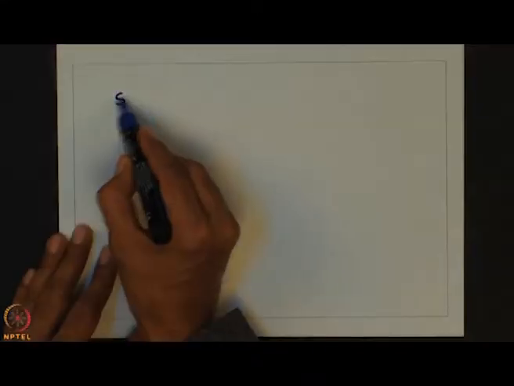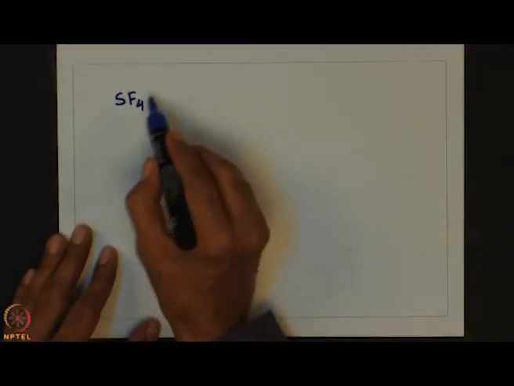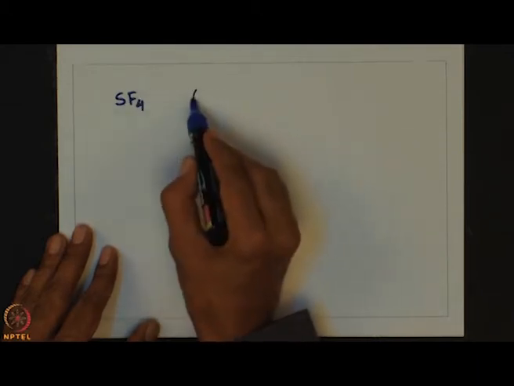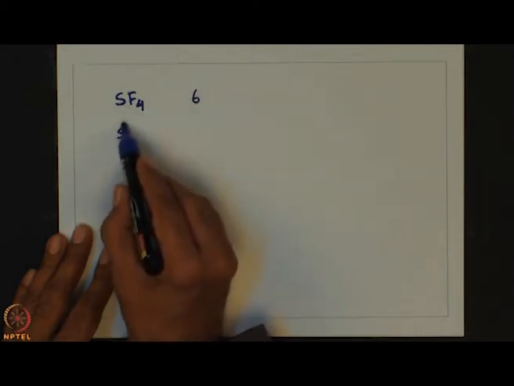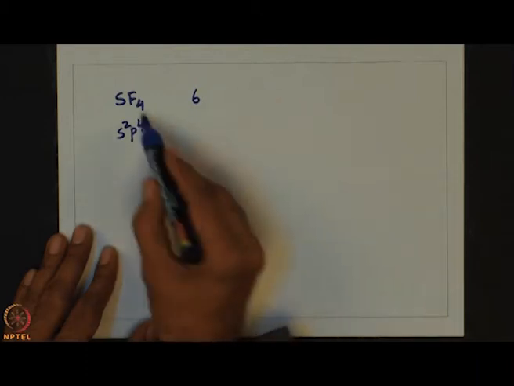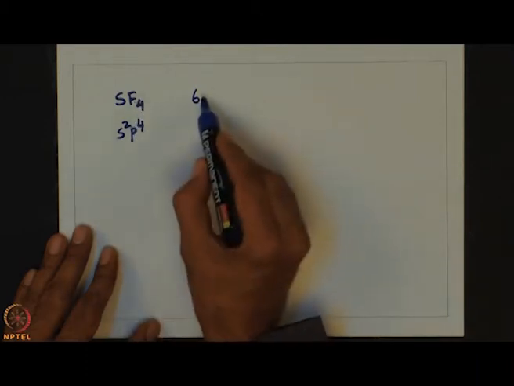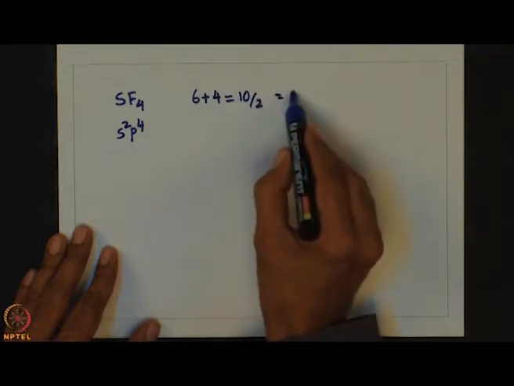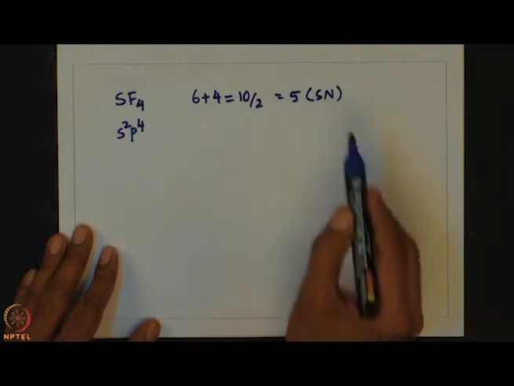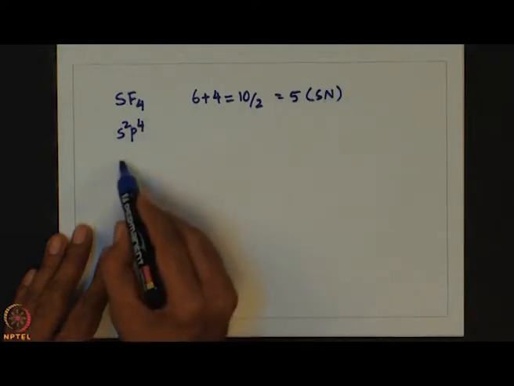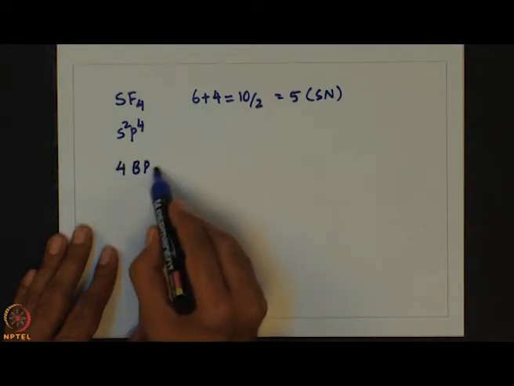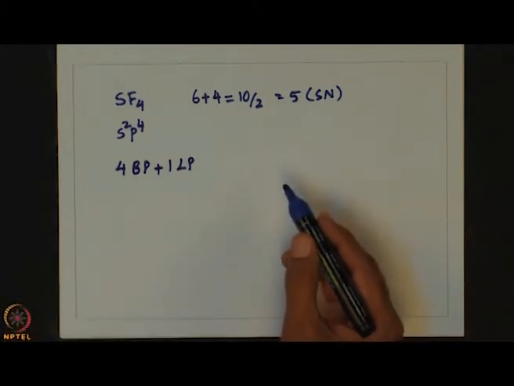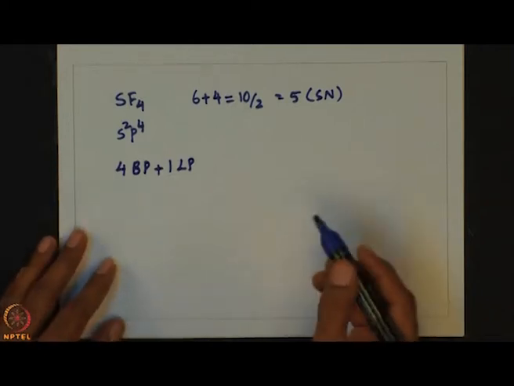So, in case of SF4, we know that steric number is 5. So, let us determine that. We have 6 electrons from sulfur because it is s2p4 similar to oxygen, and 4 electrons are coming, 1 each from fluorine atoms. So, it is 6 plus 4 equals 10, by 2 equals 5, which is the steric number. In this one, we have 4 S-F bonds, so 4 bonded pairs plus 1 lone pair. So, first let us write the geometry and then we should consider where this lone pair should be positioned.